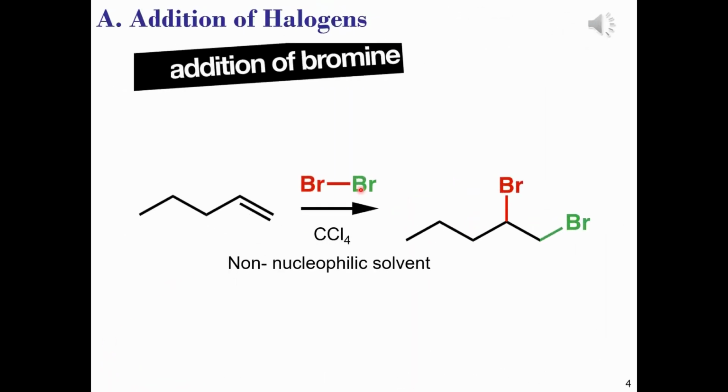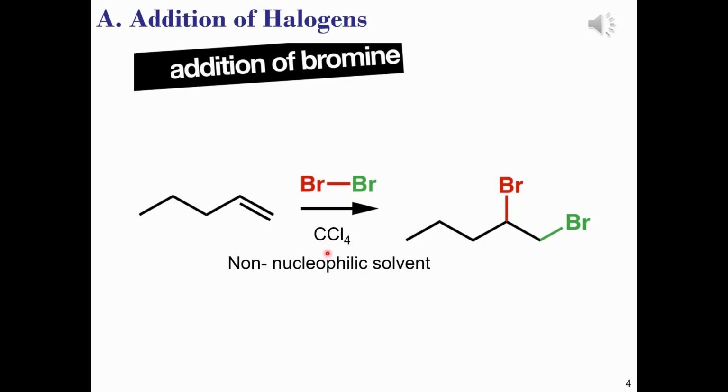The addition of bromine across a double bond requires the use of a non-nucleophilic solvent. Any idea why? Pause the video and resume when you think you have an answer. Seeing as these are ionic reactions and the carbocation or electrophilic carbon always reacts with a nucleophile in the second part of the mechanism, then using a nucleophilic solvent would give an undesired product.